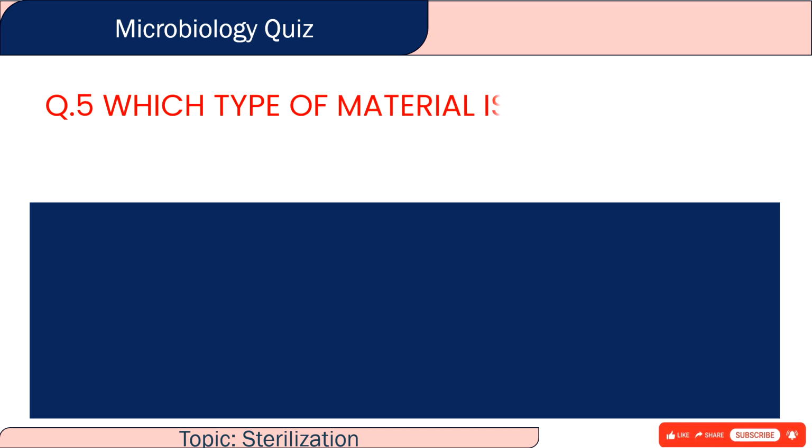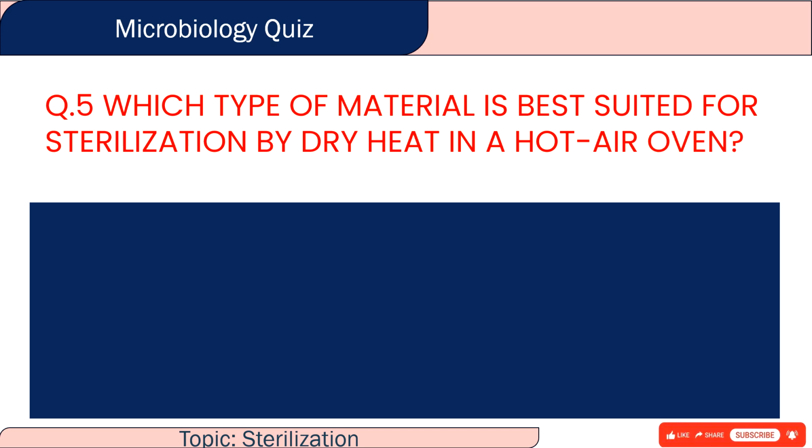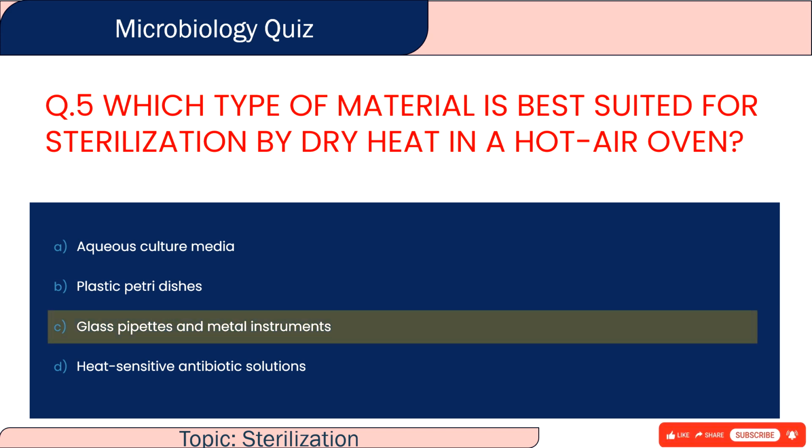Question number 5. Which type of material is best suited for sterilization by dry heat in a hot air oven? A. Aqueous culture media. B. Plastic petri dishes. C. Glass pipettes and metal instruments. D. Heat sensitive antibiotic solutions. And the answer is C.